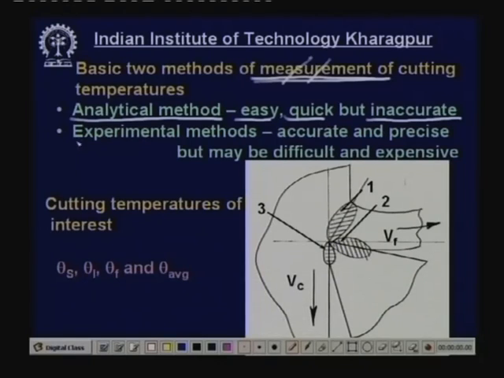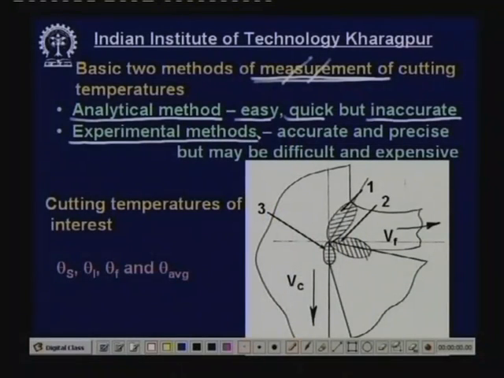But if you want very accurate measurement and distribution over the surfaces and locations, then experimental method has to be employed. These methods are definitely accurate, more precise and give detail, but may be difficult and expensive, because you have to use instruments, stop machining, do some research work, and equipment, and expert people have to do the work. So, it may be difficult as well as expensive also, but this will give accuracy and precision of measurement.